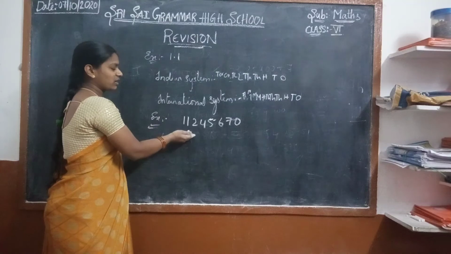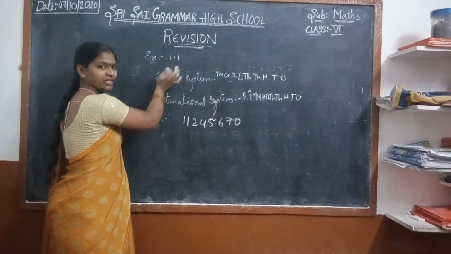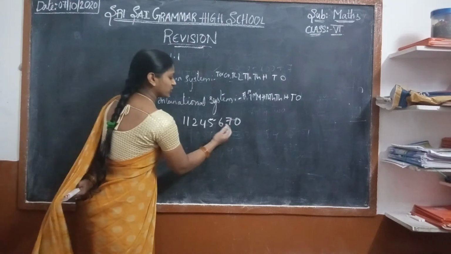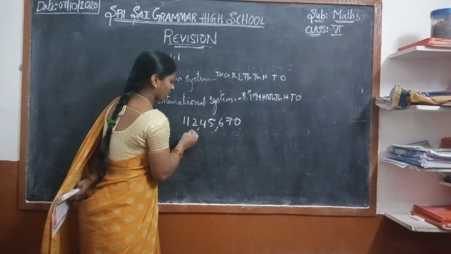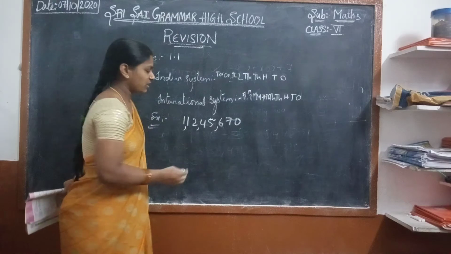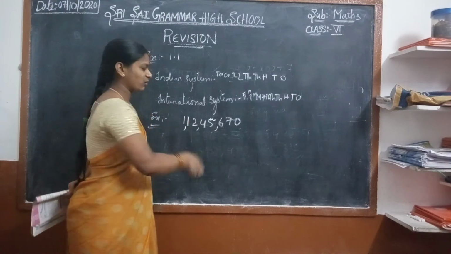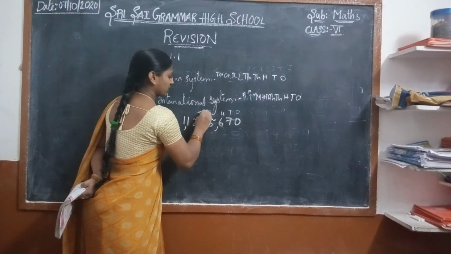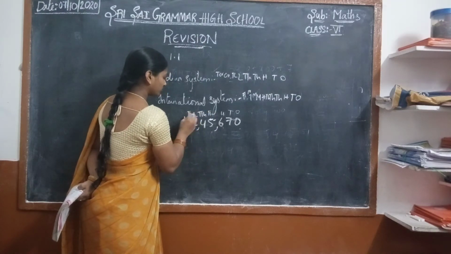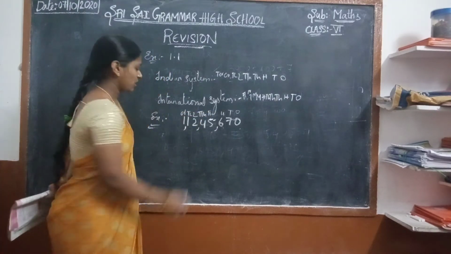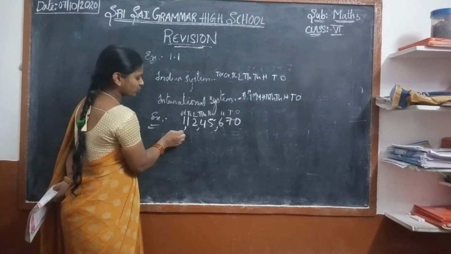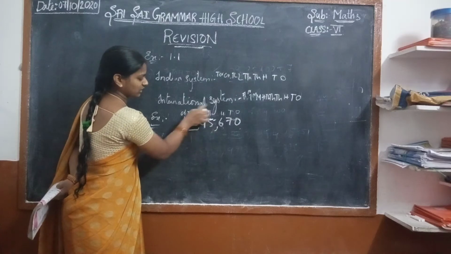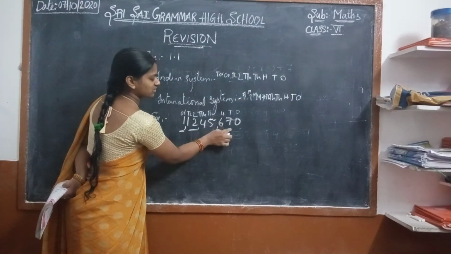First I am going to do it in the Indian system. In the Indian system we place the commas from the last, first 3 digits, 1, 2, 3, then 2 numbers each. After dividing with commas we have to write the place values: ones, tens, hundreds, thousands, 10,000, lakh, 10 lakh, crore. This 1 is in the crores place. 1, 2 is in the lakhs place. 4, 5 is in the thousands place. 6 is in hundreds. 7 is in tens.